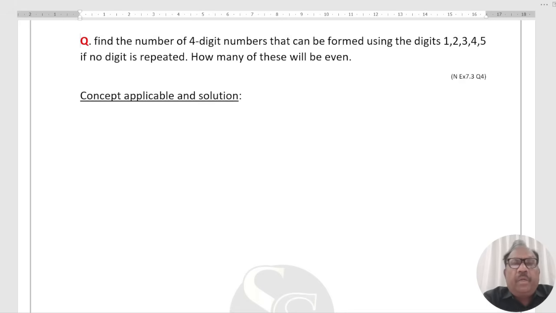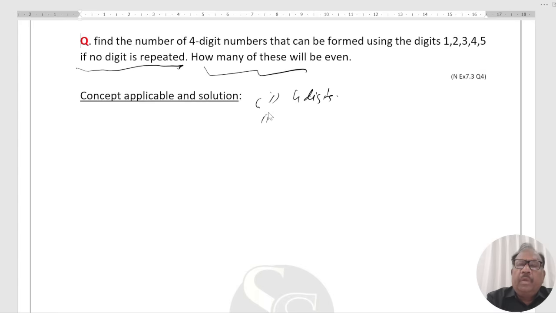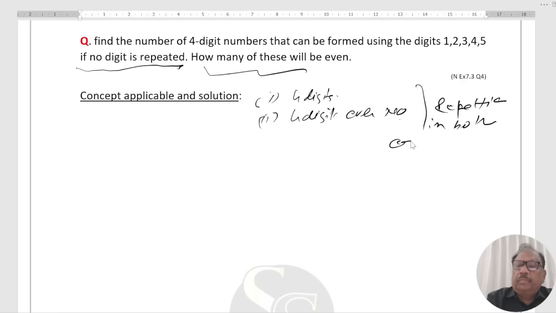Question is, find the number of 4-digit numbers that can be formed using the digits 1, 2, 3, 4, 5 if no digit is repeated. There are two parts. How many of these will be even? Yani ki we have to form two parts: the first is a 4-digit number and the second part is a 4-digit even number. Repetition in both cases is not allowed. Right?